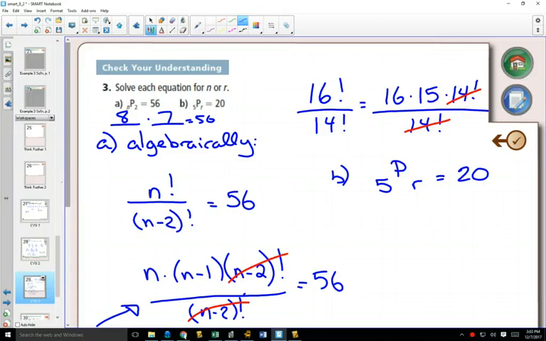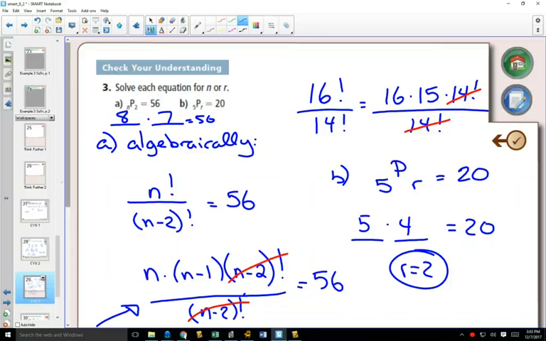So in this case, if r is the number of spaces and 5 is your starting number, is one space enough? No. So you add another space. Are two spaces enough? Yes. Okay. r is 2. Nice and easy and straightforward.